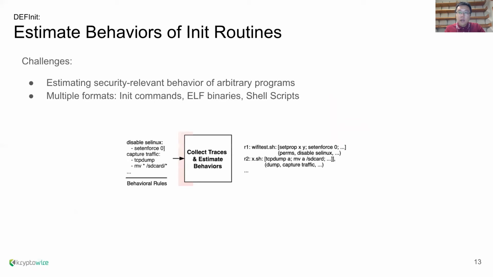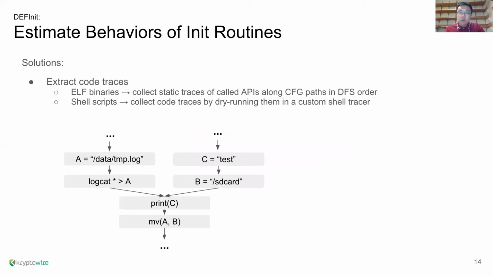The next step is collecting traces and estimating behaviors of init routines. There are two major challenges. The first one is how to estimate security-relevant behavior of arbitrary programs. The second challenge is from the multiple formats of the program executed by init routines, including init commands, ELF binaries, and shell scripts. To solve these challenges, we first extract the program's code traces, including hard-coded parameter values.